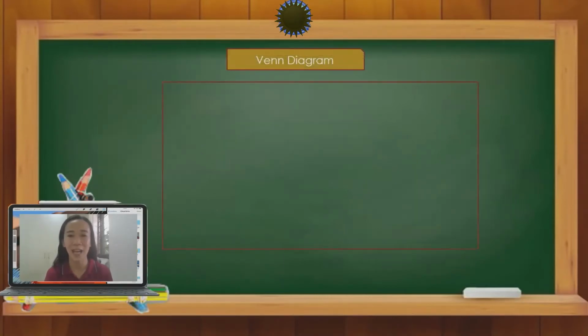What is a Venn diagram? A Venn diagram looks like this. We have here set A and set B. This part is or are the elements that are common to both A and B. The elements common to both A and B is called the intersection. The intersection of A and B.